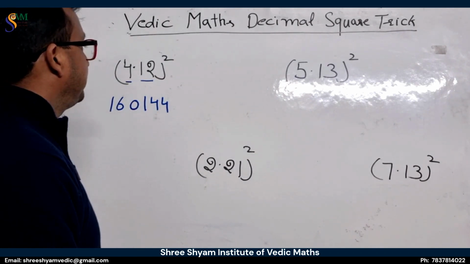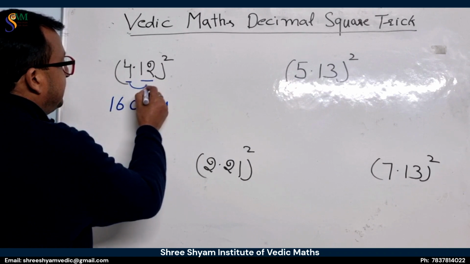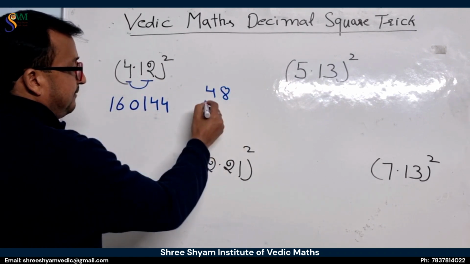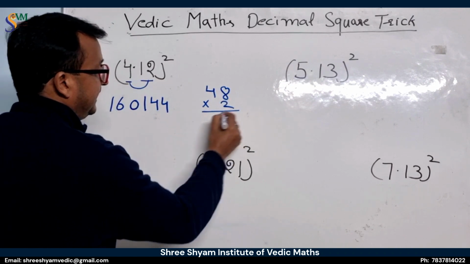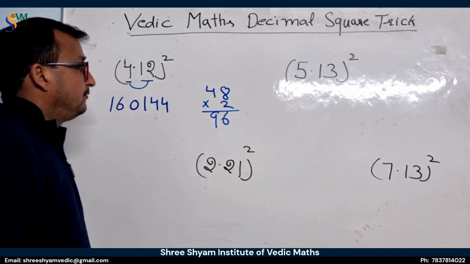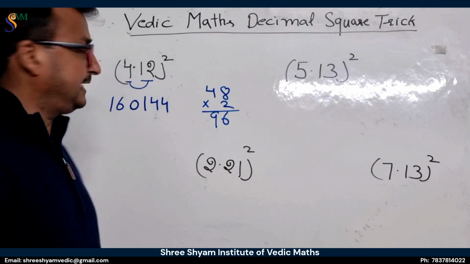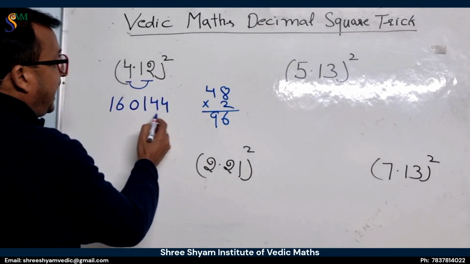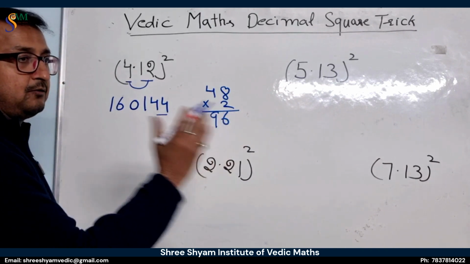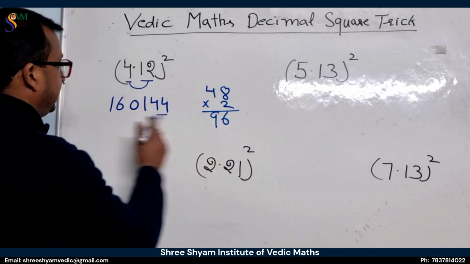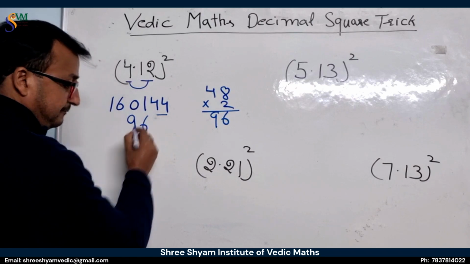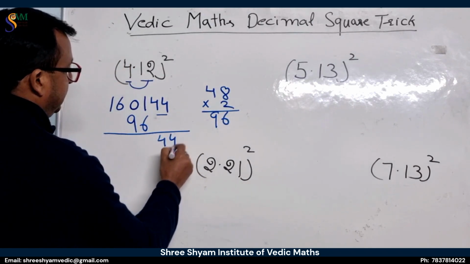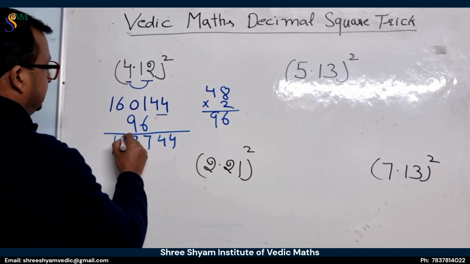Now the next step is to multiply these two numbers. 12 into 4 is 48. Double the number, it is 96. We will add this 96 to this number. How? Leaving the last two digits from the right side, we write this 96, then add it. It is 16, 79, 16.